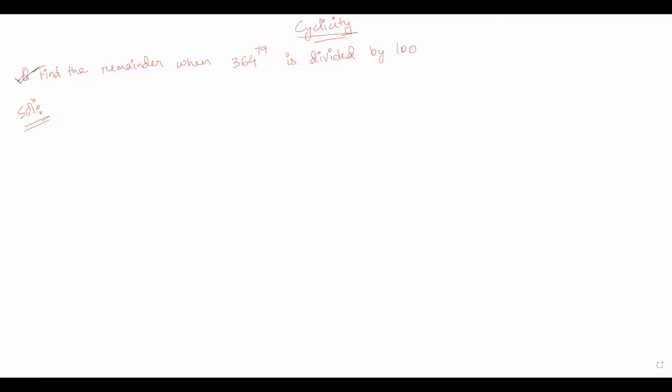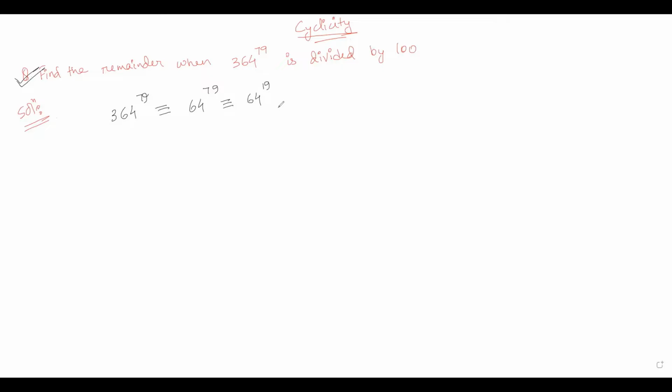Now let us see this question. Find the remainder when 364 raised to the power 79 is divided by 100. So indirectly, the question is asking us to find the last two digits of 364 raised to the power 79. So the last two digits would be simply the last two digits of 64 raised to the power 79. And we know that it follows a cyclicity of at most 20. So the last two digits of 64 raised to the power 79 would be same as the last two digits of 64 raised to the power 19, because 79 when divided by 20, the remainder is 19.